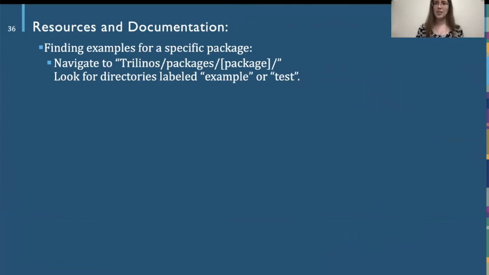How do I find these example codes? Unfortunately, they can be a little bit hard to find on the internet. What you would need to do is go to your Trilinos download directory, go to Trilinos packages, and then choose the directory of the package that you want to work with. Within that package directory, there should be directories labeled example or test, and you can skim the different names of the examples and tests, look at the source code directly, and start with figuring out how to manipulate that source code.